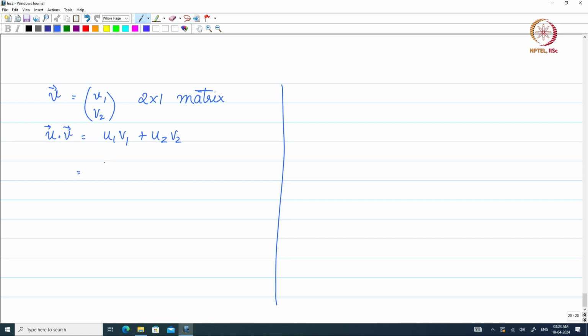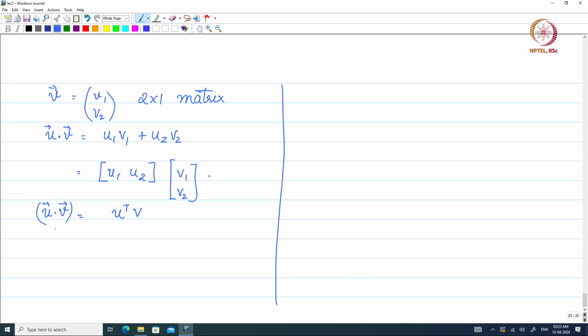We can clearly see that this is a matrix product done this way: you convert the column vector that you had, which is u, to a row matrix by taking the transpose. So, I am going to get u1 u2 times v1 v2, which is equal to u dot v. So, what am I going to do? I am going to write this as u transpose v. u dot v is u transpose v.